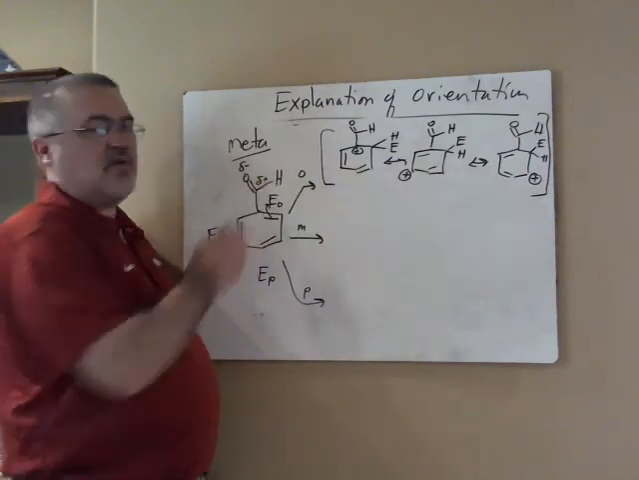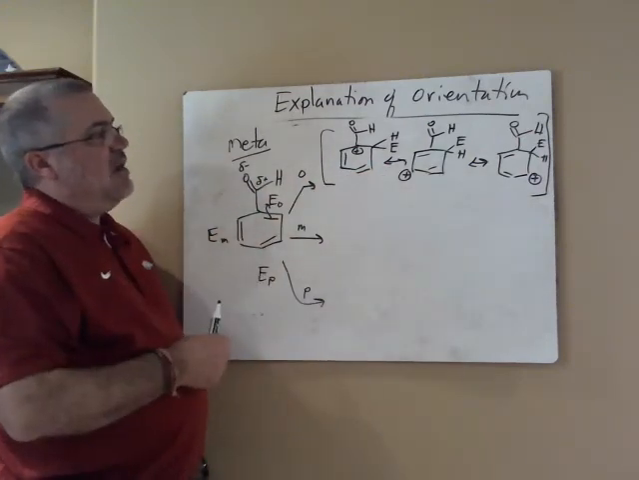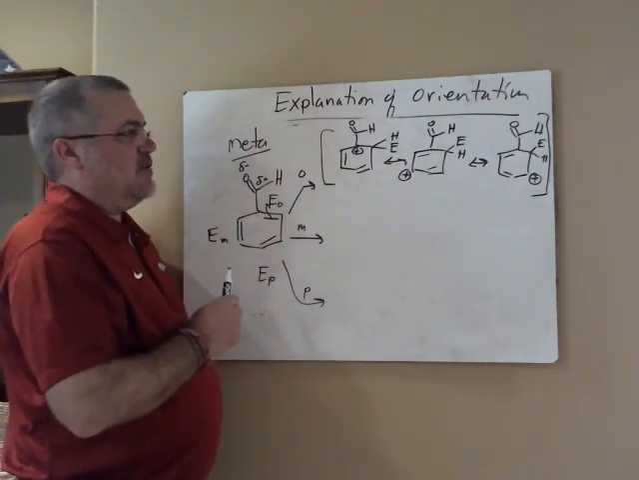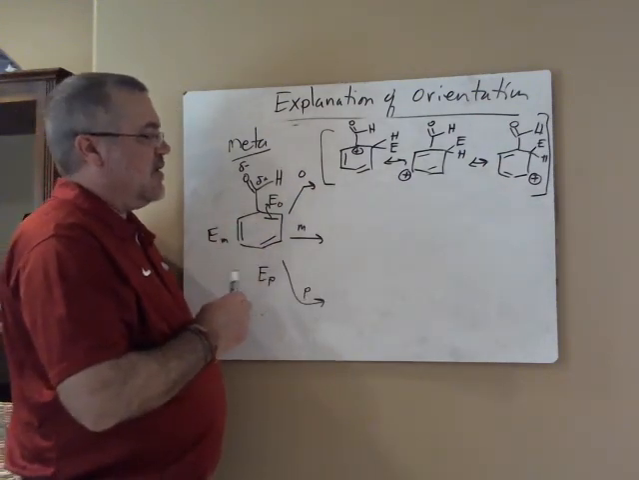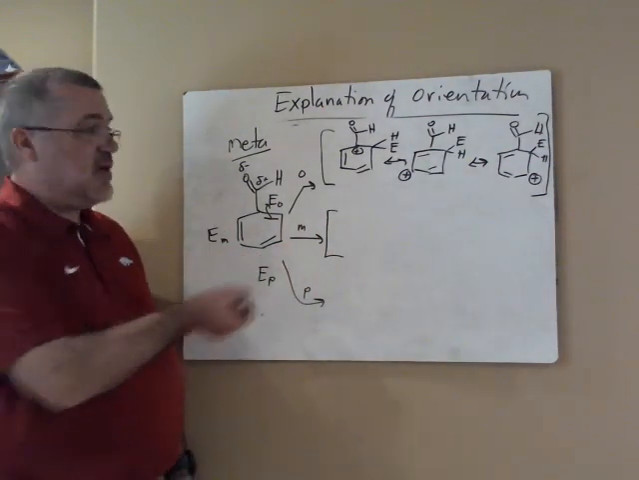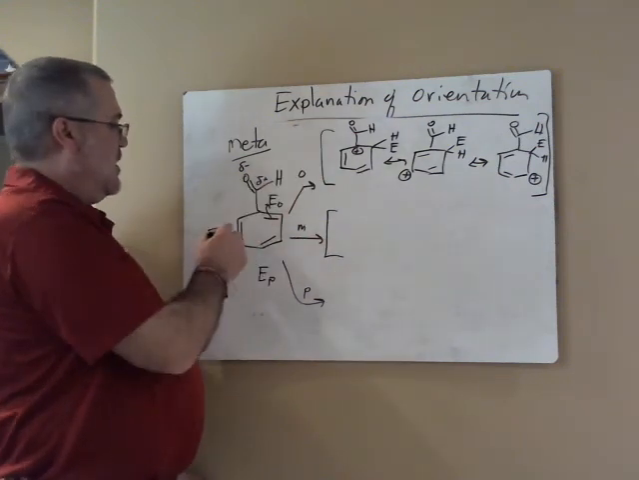Any other you can draw? No, these are the only three. Okay, so that is what the resonance forms would look like for that particular intermediate. Now what would happen in the case of the meta? It must be different, right? Because this is meta directing. So there's going to be some difference between these two.